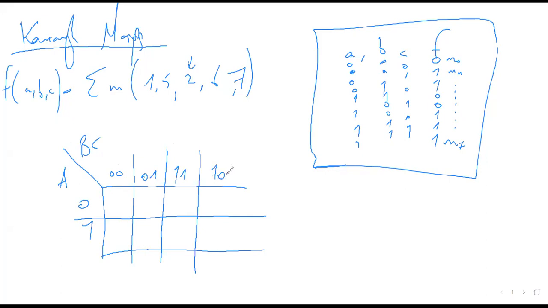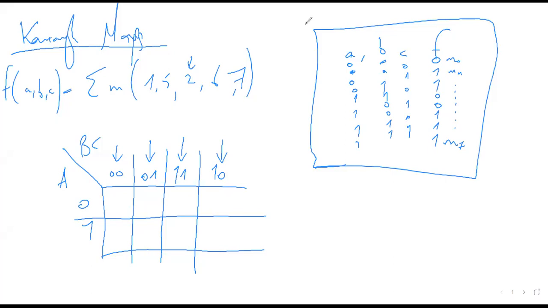The order at which you give these values here is very important. It is defined by the Gray code. I think I already mentioned that.